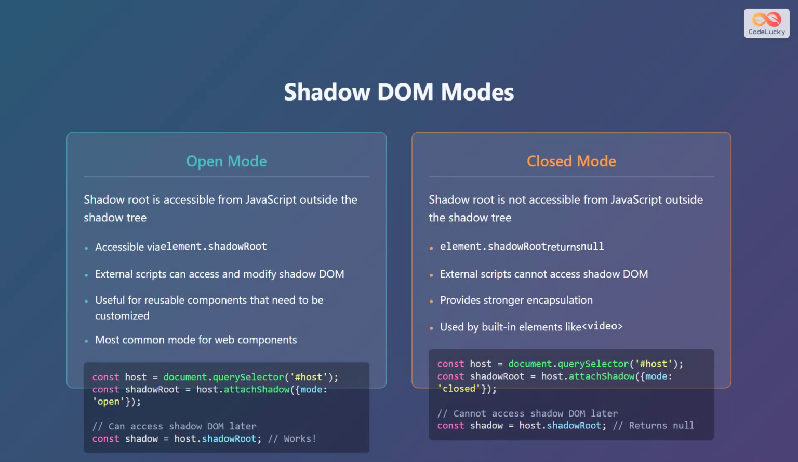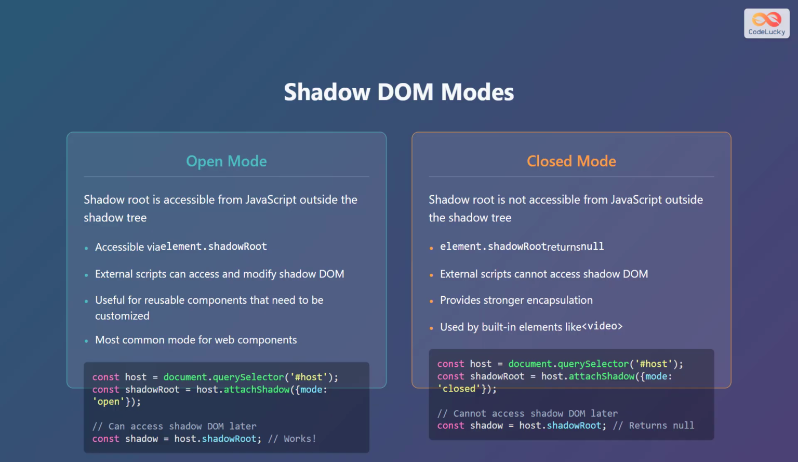Shadow document object model has two modes, open and closed. In the open mode, the shadow root is accessible from JavaScript outside the shadow tree. It is accessible via element.shadowRoot. External scripts can access and modify the shadow document object model. It is useful for reusable components that need to be customized. It is the most common mode for web components. The code snippet indicates how to access shadow document object model later, when the mode is open.